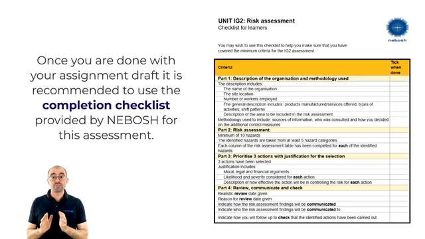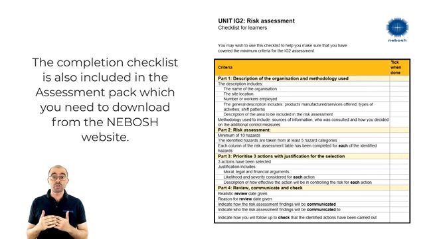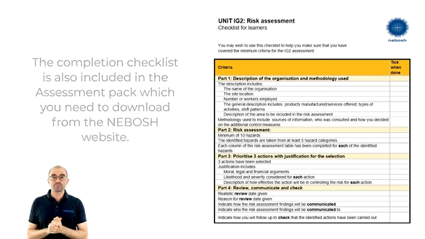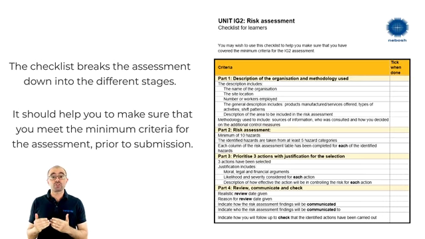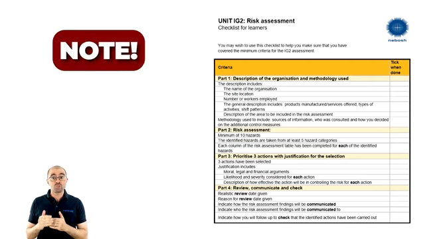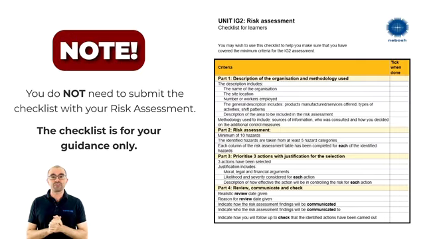Once you are done with your assignment draft, it is recommended to use the completion checklist provided by NEBOSH for this assessment. The completion checklist is included in the assessment pack, which you need to download from the NEBOSH website. The checklist breaks down the assessment into different stages. It should help you to make sure that you meet the minimum criteria for the assessment prior to submission. Please note, you do not need to submit the checklist with your risk assessment. The checklist is for your guidance only.